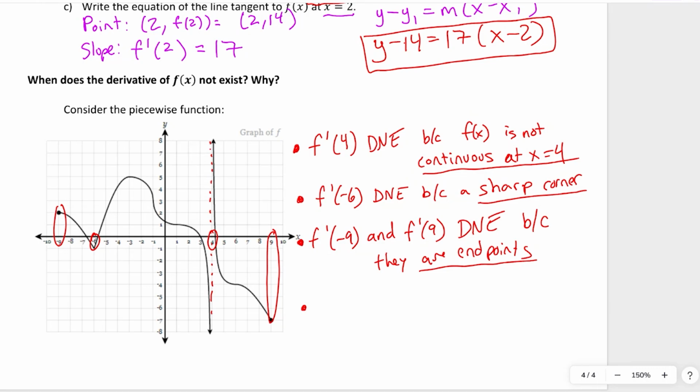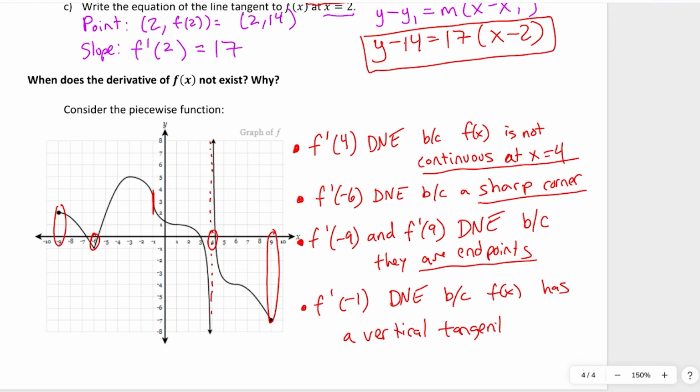And one other subtle thing that might happen: take a look at what's happening at -1. If I try to draw a tangent line here, it's going to be vertical. This is something that we will also investigate down the line. But if f of x has a vertical tangent line, in this case at -1, then we say that the slope doesn't exist either. So this slope does not exist because f of x has a vertical tangent line.